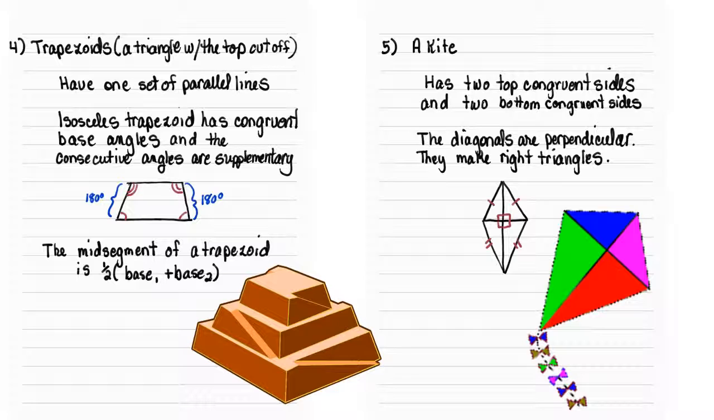A kite has 2 top congruent sides and 2 bottom congruent sides. There are no parallel lines in a kite. The diagonals are perpendicular. They make right triangles. Now, because they make right triangles, you have actually 8 different triangles in here that have a base and they have a height. And because we can add area together, you can find the area of any triangle here and then add them together to find the area of a kite.